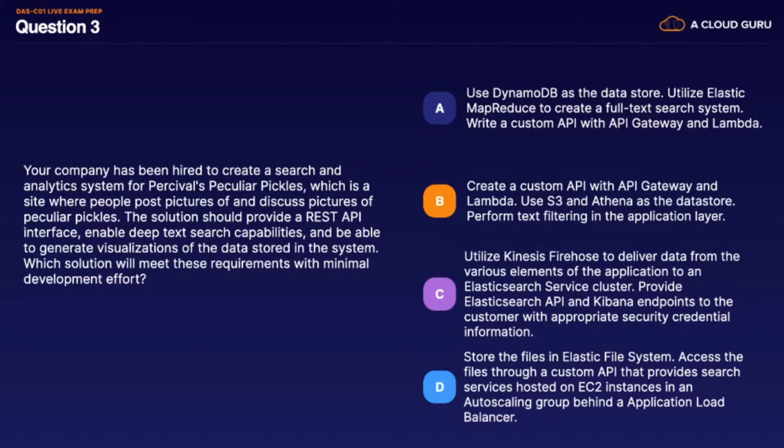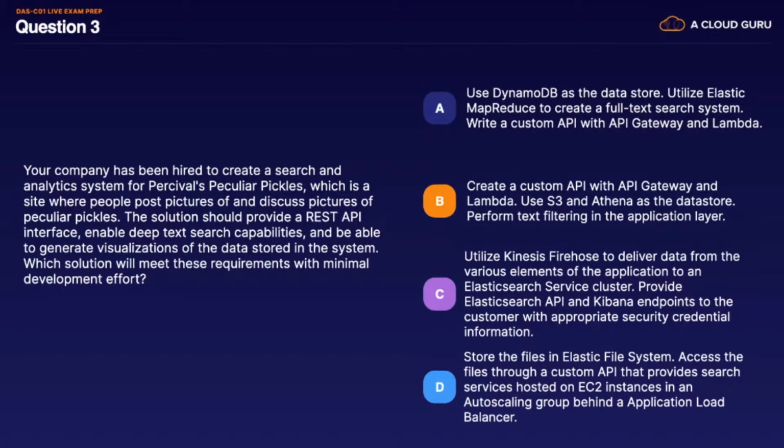I love this particular company, and this is a very fun system that Percival's Peculiar Pickles is building. We've got a number of B and C responses on YouTube. We've got some A responses on Twitch. Do you want to lead us through our thought process here? How should we process this question?